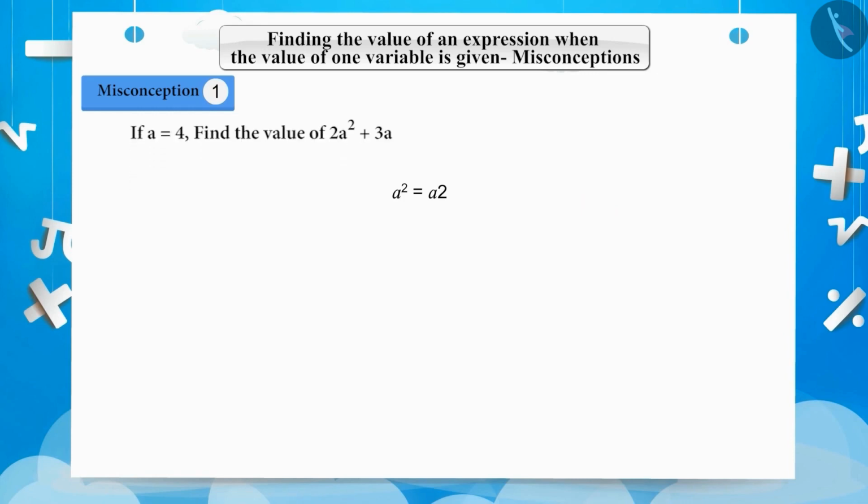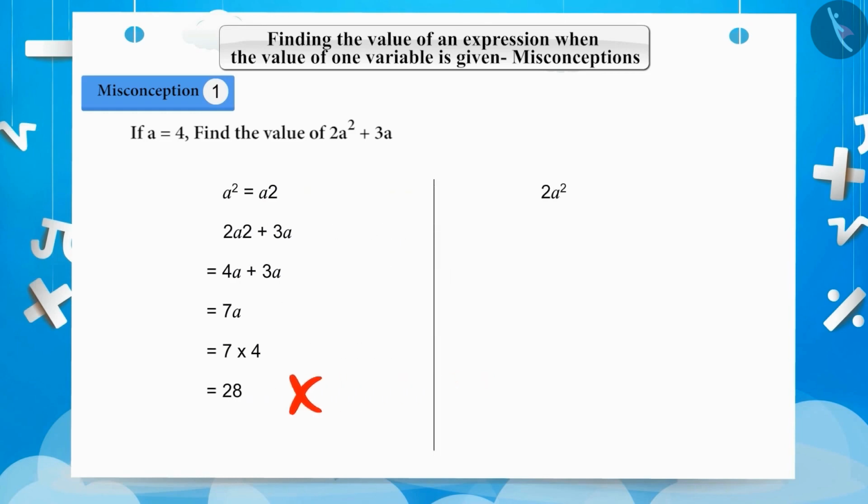Children often misunderstand a square as a2 and solve it this way. 2a2 plus 3a is equal to 4a plus 3a is equal to 7a is equal to 7 multiplied by 4 is equal to 28. The obtained answer is 28, which is wrong. Let's now see what will be the correct solution.